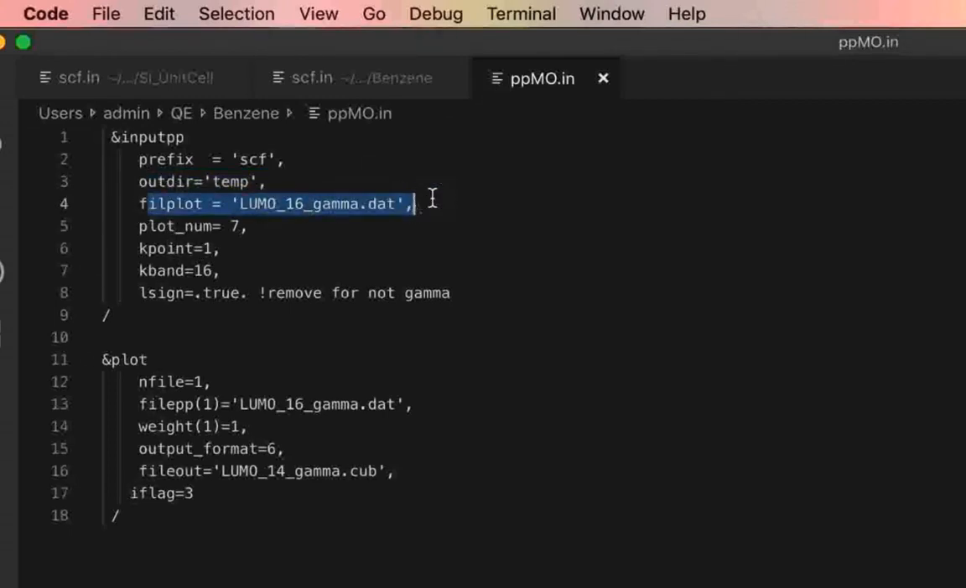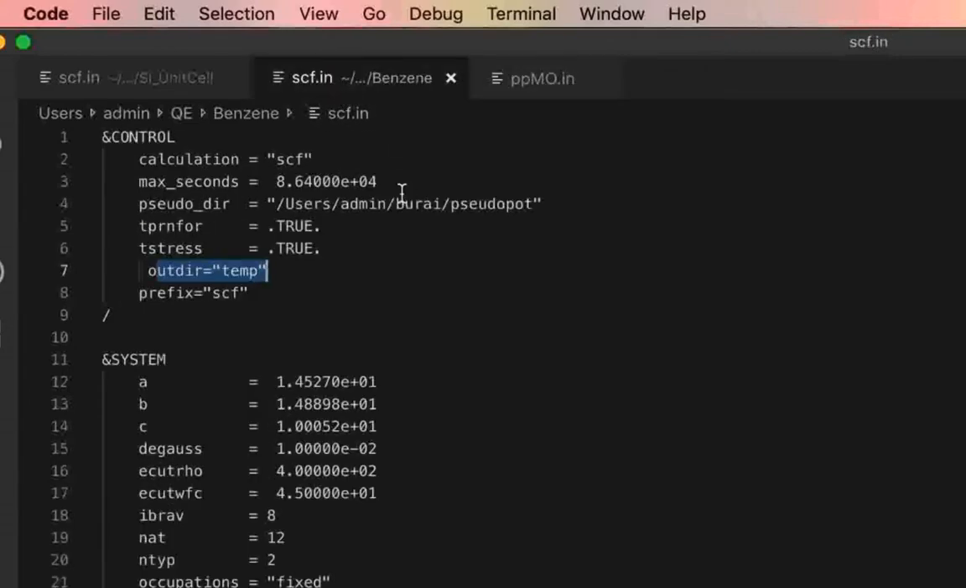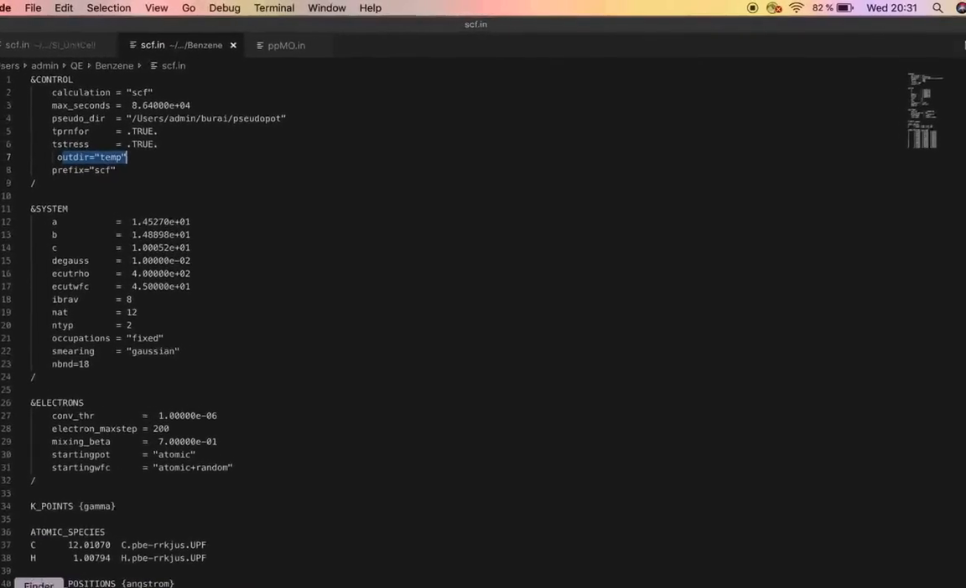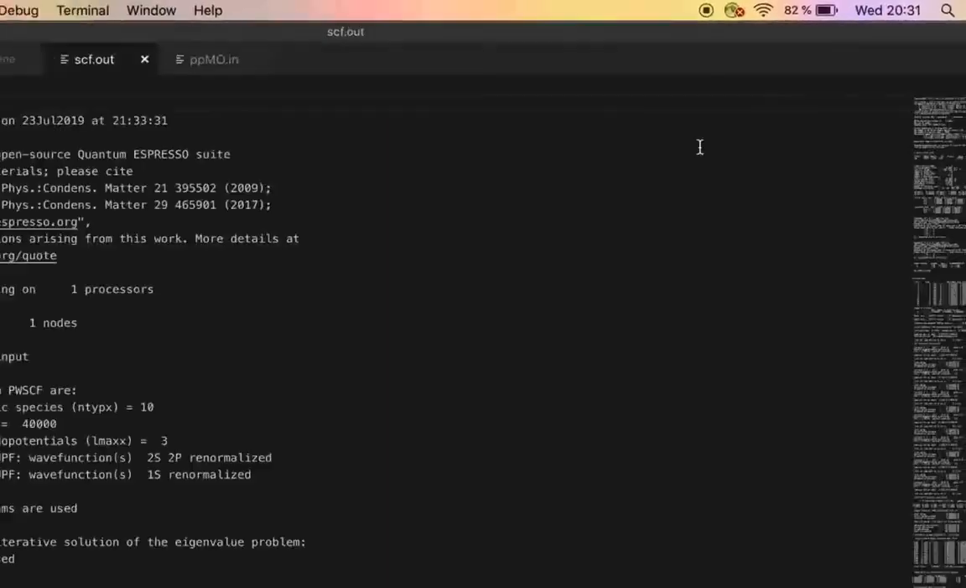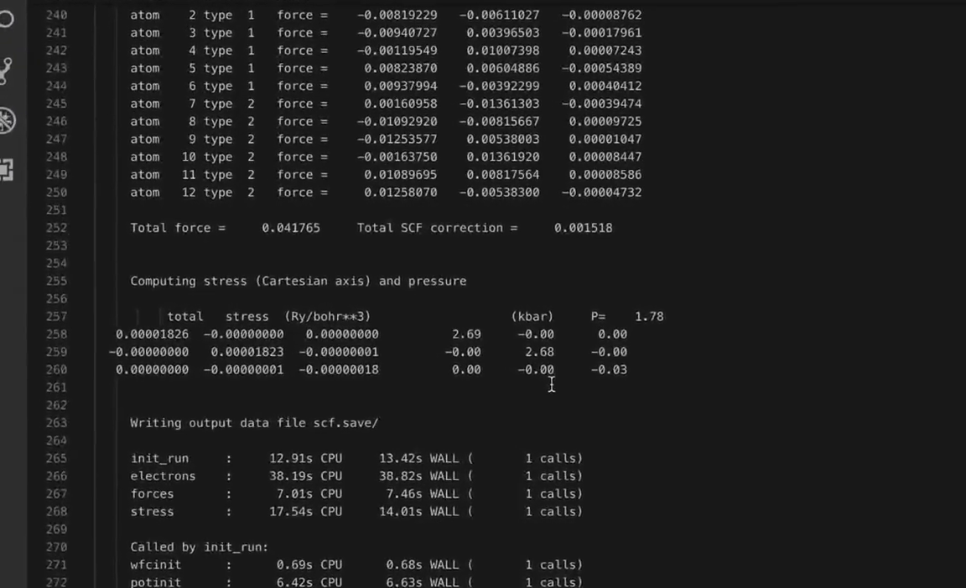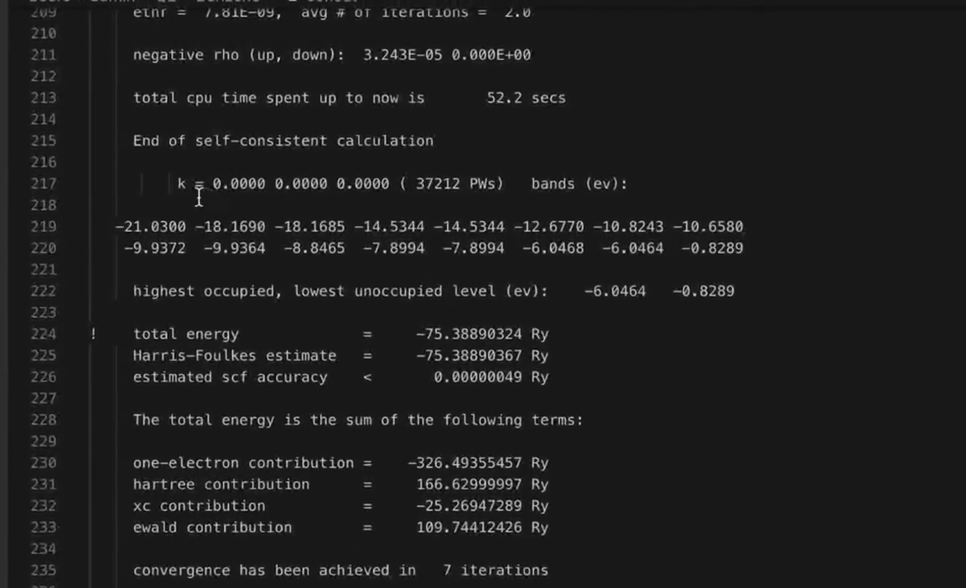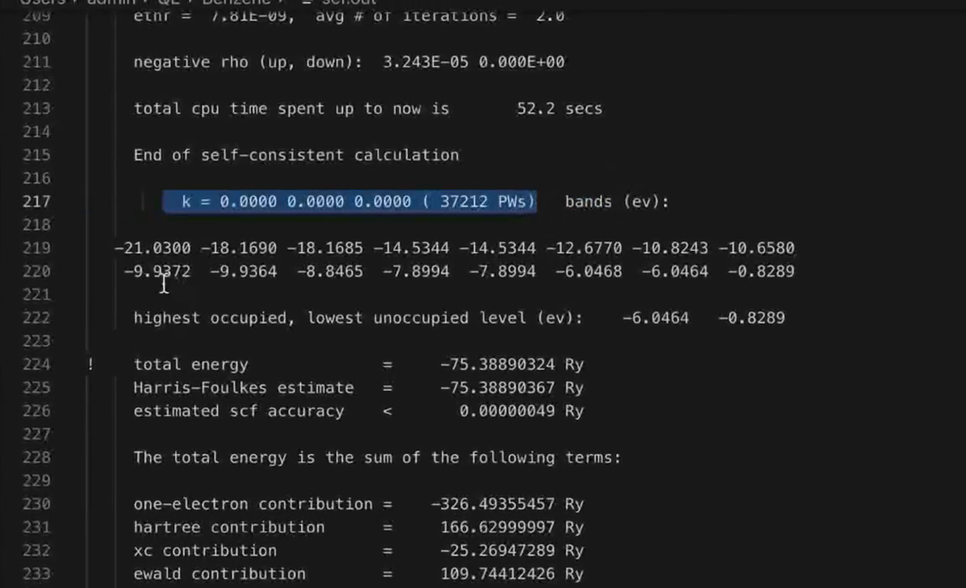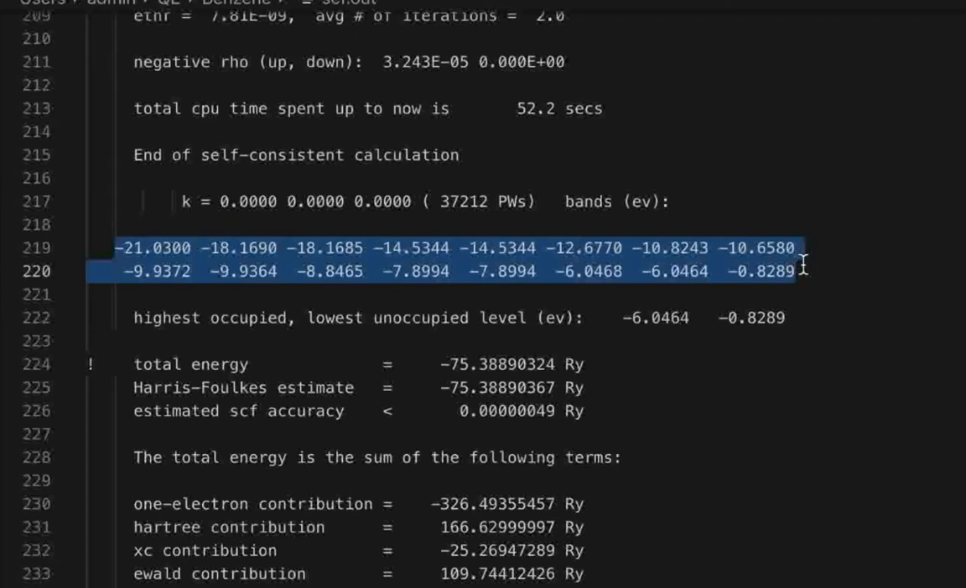Then filplot is just a file which will store the data temporarily for use when plotting it. And then plot_num equal to 7 is for molecular orbitals. For other properties you will use another number. And then kpoint is equal to 1. In our case we are only performing the calculation at the gamma point. If you look at the output file, you'll notice that only energy values for the gamma point are calculated, that is here. So gamma point and then 16 energies.